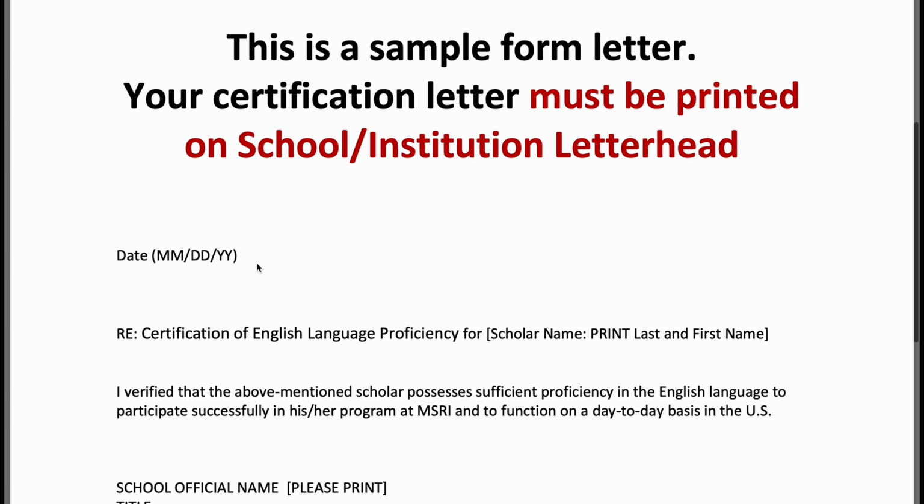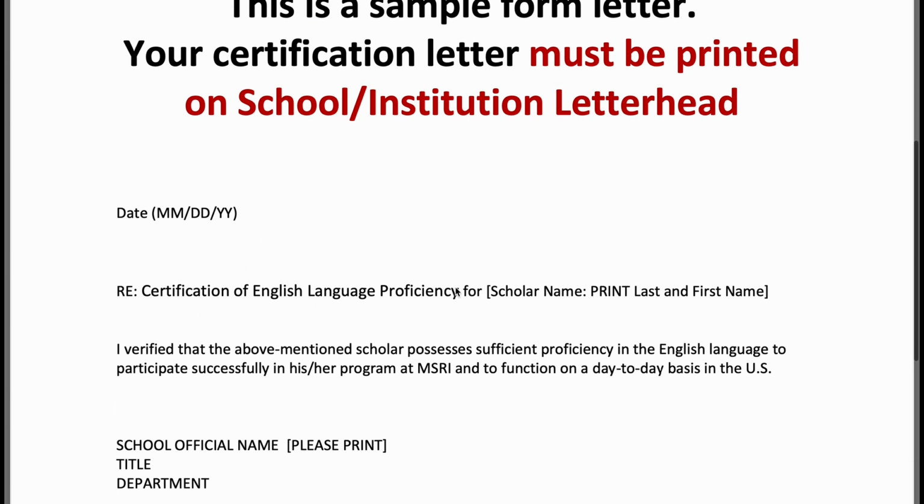So it has the date, just like we do. Certification of English language proficiency. Okay, this is good. You can put the name. Did I put the name of ours? I can't remember. But yeah, I verified that the above mentioned scholar, just write student, possesses sufficient proficiency in the English language to participate successfully in his or her program at, you put the name of the place. But however, remember, we are trying so hard not to. Oh, okay, yeah. I thought they were trying to refer to a particular school. So this maybe is the school the person studied in, okay?